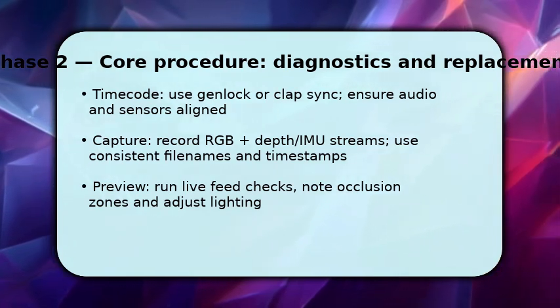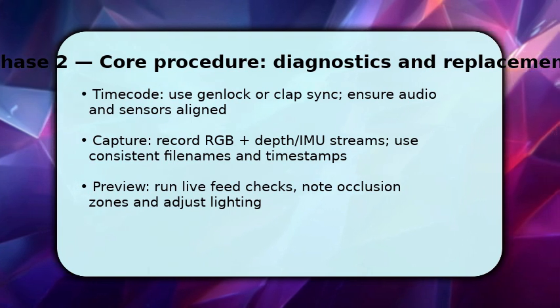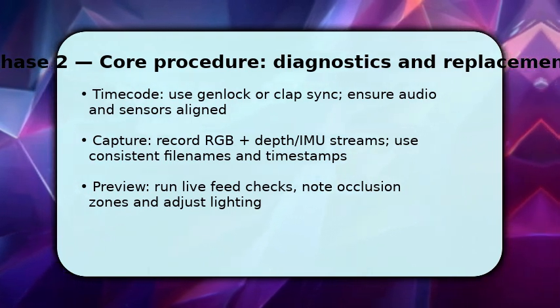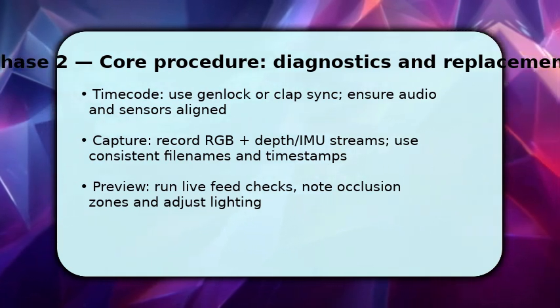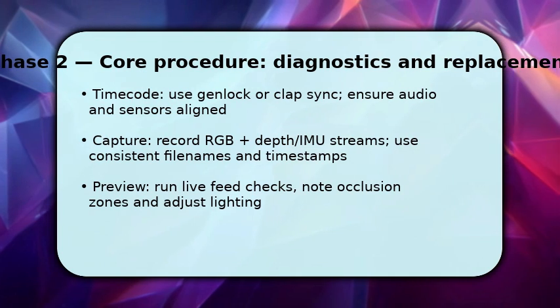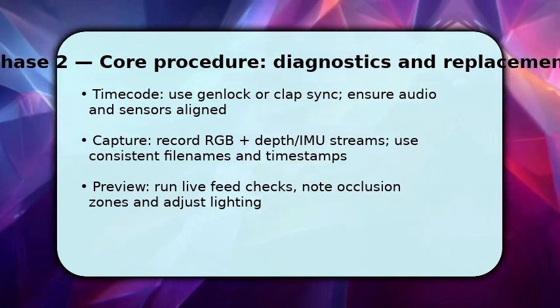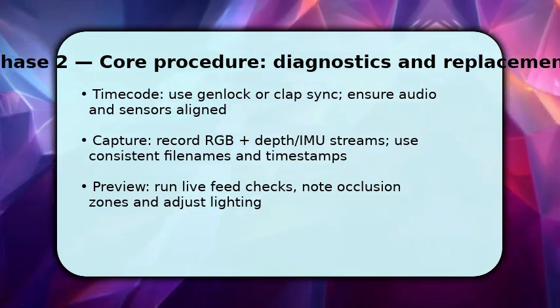First, enable Genlock or a visible clap to create a timecode reference. This ensures audio, camera, and sensor streams align. Then record RGB plus depth or IMU data together. Keep consistent file names and timestamps to avoid confusion.